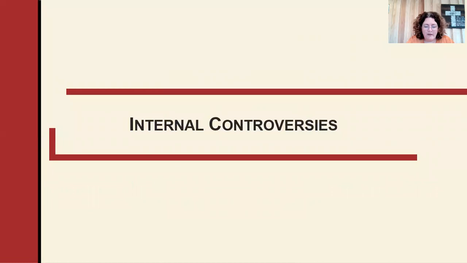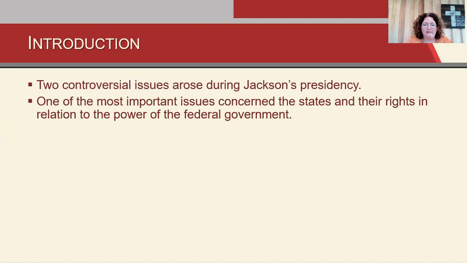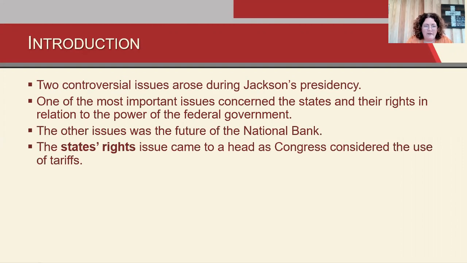All right, so now we're going to pick up on 10.3 today, looking at internal controversies. These are problems that Jackson had in his presidency inside our country. There were two controversial issues that arose during Jackson's presidency. One of the most important issues concerned the states and their rights in relation to the power of the federal government. The other issue was the future of the national bank.